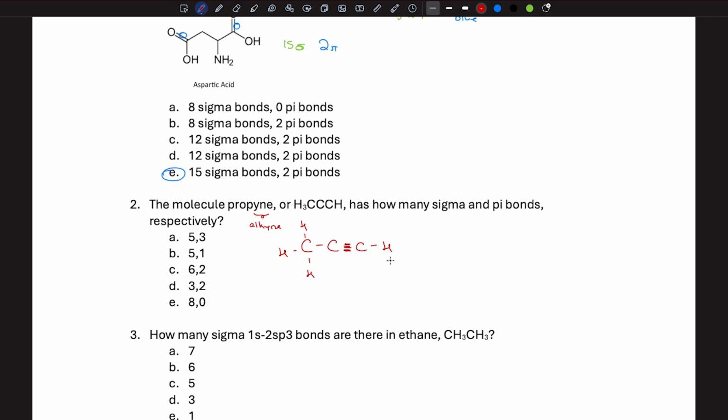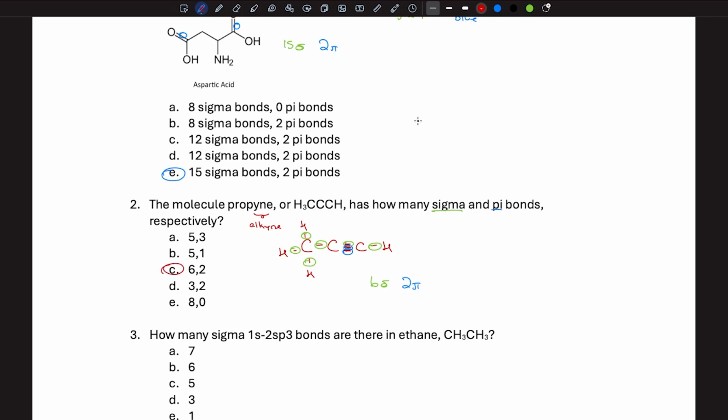And so now we can calculate how many sigma and pi bonds. Again, we'll do sigma in green. So this bond, this bond, this bond, one of these bonds, and one of these bonds. And I count 1, 2, 3, 4, 5, 6 sigma bonds. And now the only pi bonds that I'll see are the 2 extra bonds that we have on that triple bond. And so I only count 2 pi bonds. Therefore, our answer should be C.